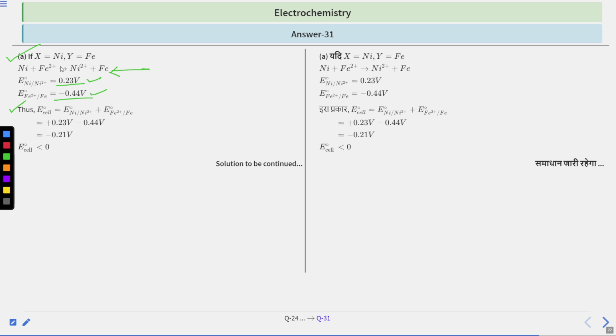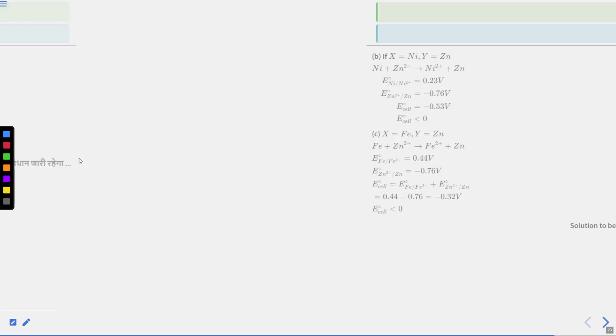So in option A, E naught cell comes out negative, which should not be the case, because E naught cell has to be positive. So this will not be the answer. Let's see the other options.